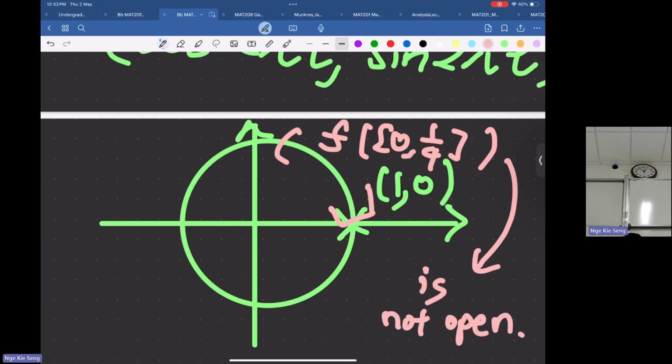Otherwise, you can try and write down one open set, try and intersect with your S1. Do you get this set or not? You can't. Because of this point here, the (1, 0) point in this image. So it's not open there. So you cannot do that.